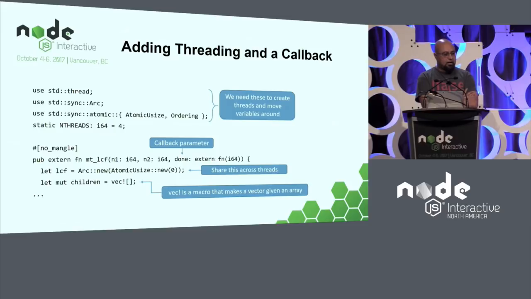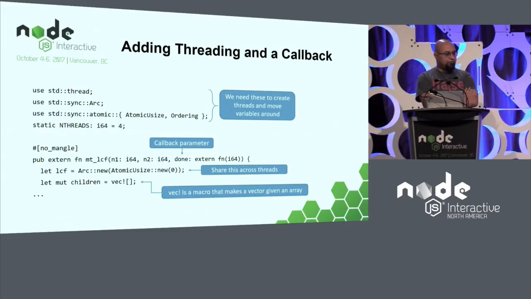Arc is atomic reference counting. It lets us share this across threads. So remember I talked about there can be only one owner. So Arc is going to take ownership of our thing and let us see it, and it will manage changing it so that we can share it across threads but still only have one owner.